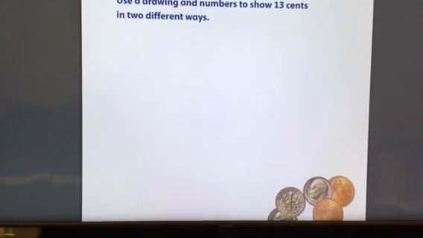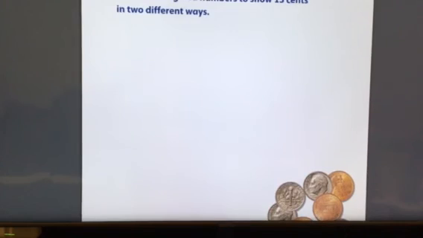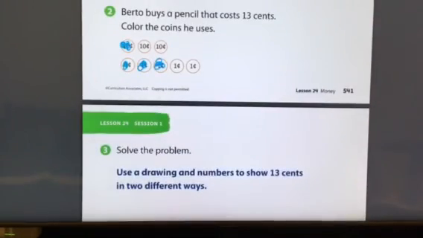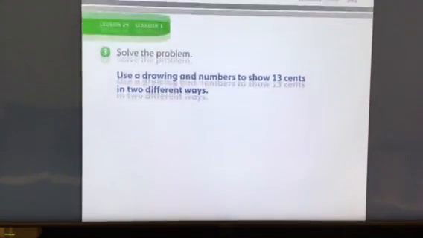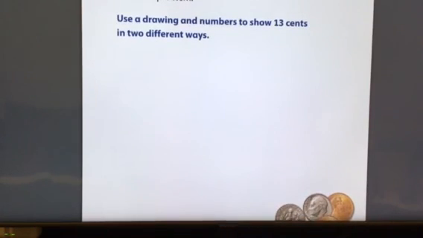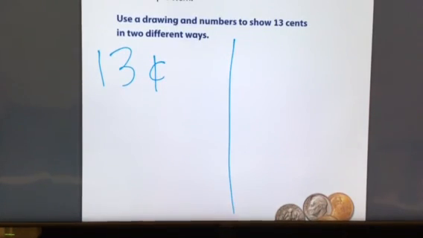All right, here it says solve the problem. Use a drawing and numbers to show 13 cents in 2 different ways. Well, we just did one way right here. We did 1 dime and 3 pennies. So they want us to use a drawing and numbers to show it 2 different ways. So you can't use that way. So I'm going to get you started, but I'm going to have you finish this on your own. So you're going to have 13 cents here, then draw your line, and have 13 cents here.